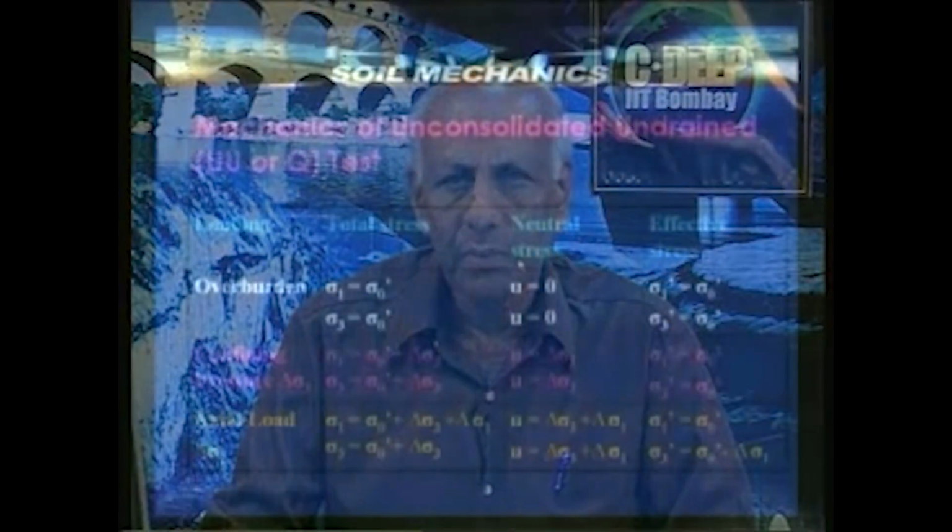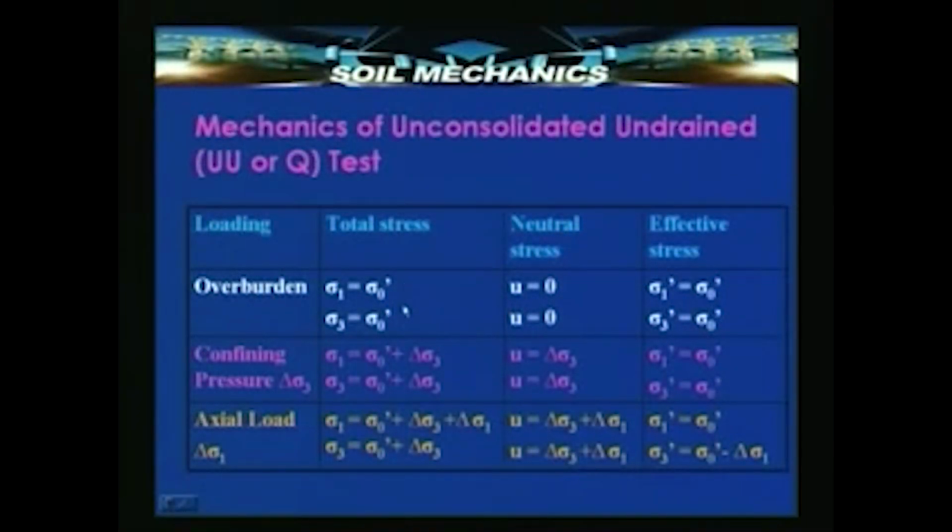So, overburden pressure is, let us say, sigma 0 dash, then that is the effective pressure sigma 1 and sigma 3, no neutral pressure initially, and the effective stress is sigma 0 dash as shown here. Now, the moment we apply the confining pressure, total stresses become equal to this original sigma 0 dash plus the applied confining pressure. Pore pressure is the applied confining pressure, obviously undrained conditions are prevailing. The effective stress therefore does not change, it is the same that was existing in the field.